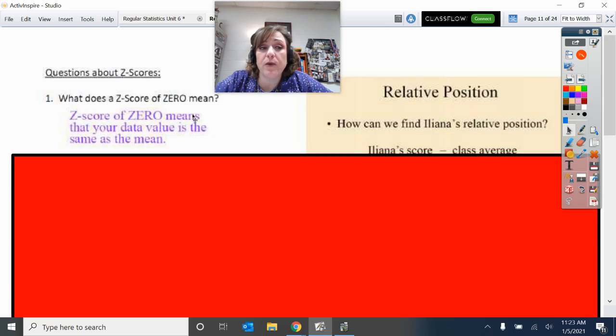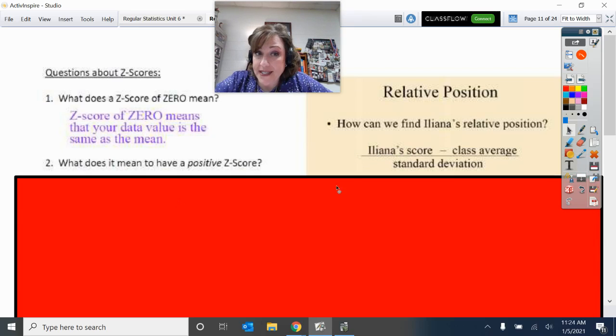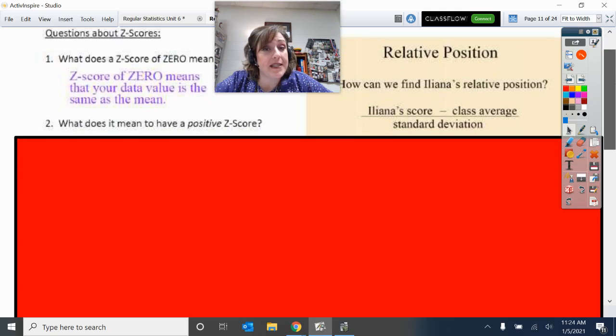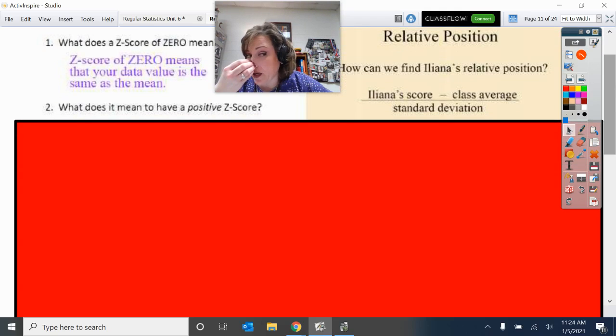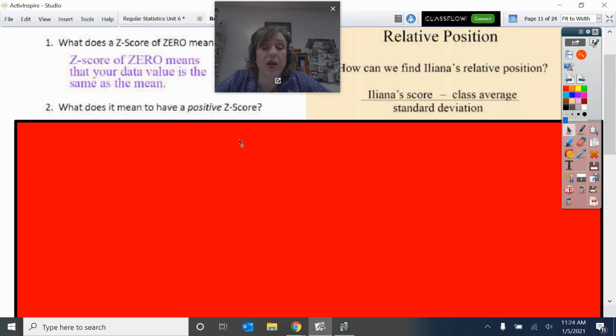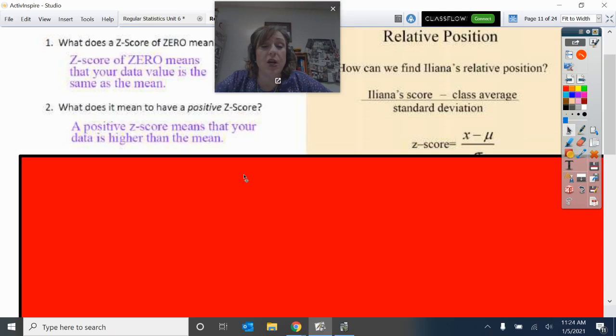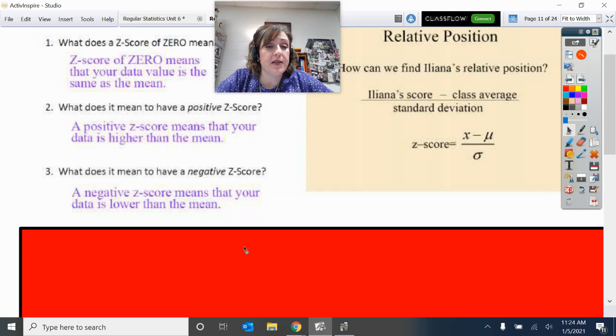So a z-score of 0 means that you are located at the mean because you are 0 standard deviations away. What about a positive z-score? Because we have positive z-scores and negative z-scores. So positive z-scores are going to be those located above the mean. And then negative z-scores, of course, are going to be those located below the mean.